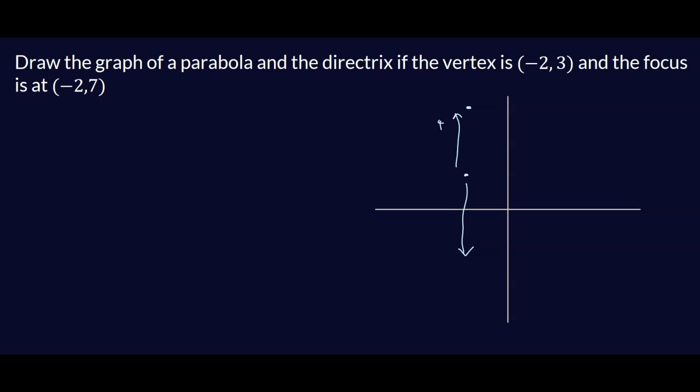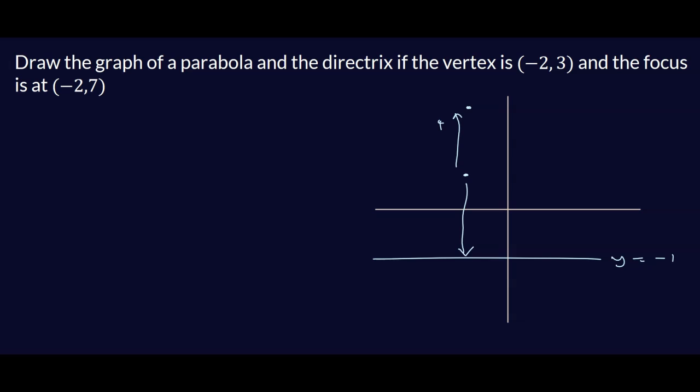So we're going from 3 and we're going 4 units. So we're going to have a graph like this. It's going to be y equal to -1. How do we get that? We're going 4 units from 3 downwards. So 3 minus 4 is -1. And this is our vertex right here.